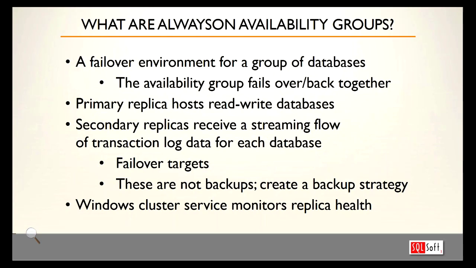Now, what detects the health of our primary replica? And if we choose to have an automatic failover, what initiates that failover from the primary to the secondary? That is the Windows cluster service. All of these server nodes that we are going to have in the availability group are nodes in a cluster. The cluster is a little bit different, which we will see in just a moment.